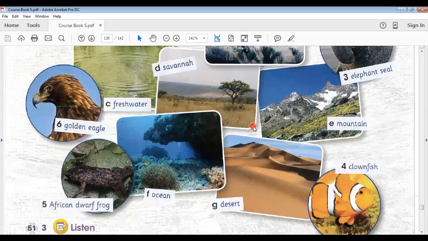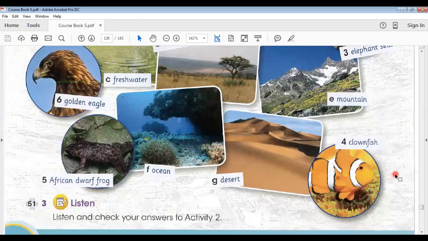4. A clownfish lives in the Indian and Pacific Oceans, where the sea is warm. It's called a clownfish because it's very colourful and active. It eats algae, which are small plants, and small fish, and it lives around anemones, which help protect it from predators.